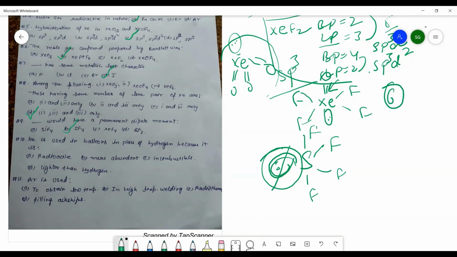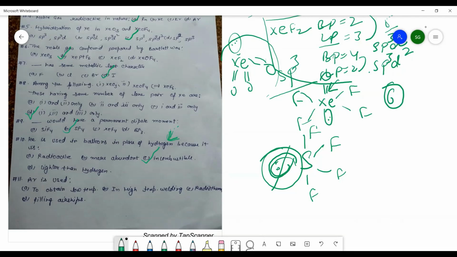Now question number 10: helium is used in balloons in place of hydrogen because it is. Why is it so? In the balloon that flies upward, helium is used in place of hydrogen because of being incombustible in nature. Hydrogen is highly combustible and it will blast, so helium is used in place of hydrogen.